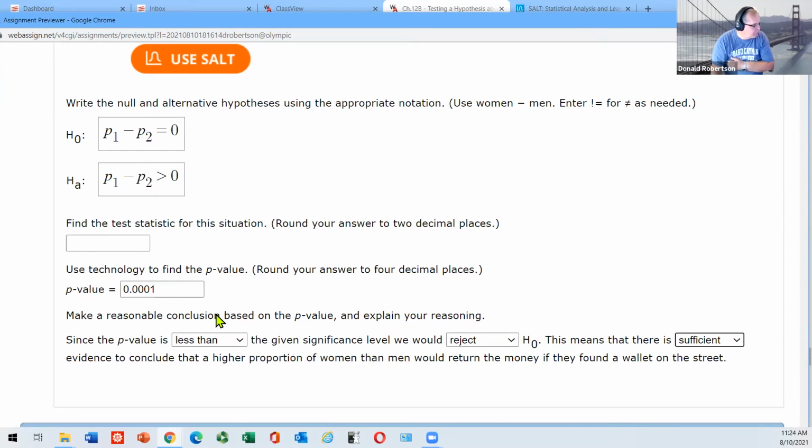So that's just how we do the conclusion part, right? Since this number is less than 0.5, so the p-value is less than the significance level, we reject H naught. And this means sufficient evidence then to conclude.